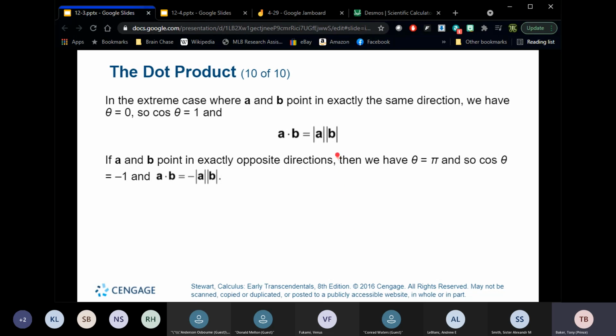The other thing you'll notice is if the vectors a and b go in the exact same direction, that would mean my angle theta is 0 and cosine of theta is 1. So that means that my dot product is actually equal to the lengths times each other. And if they're going in opposite directions, the dot product will be equal to the negative of the product of the lengths. So those are just two extreme cases where you're going in the same direction or opposite directions.